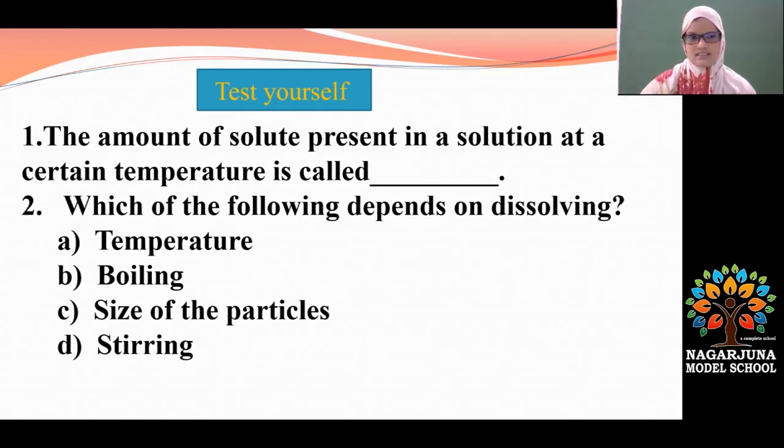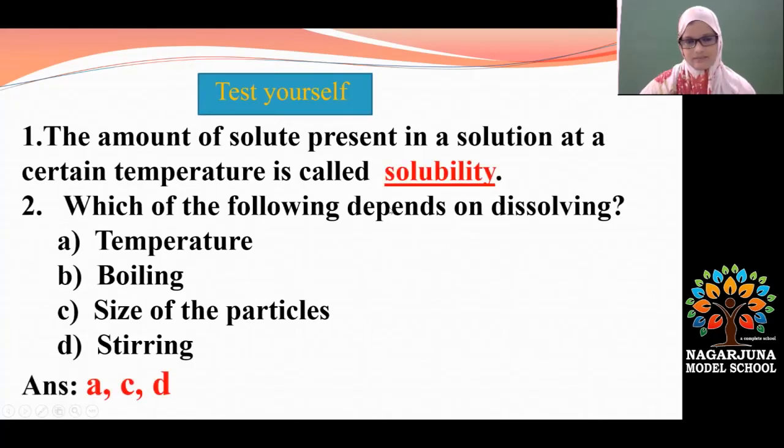Let's check the answer. The amount of solute present in a solution at certain temperature is called its solubility. And which of the following affects dissolving? A, C, D. Temperature, size of the particles and stirring.